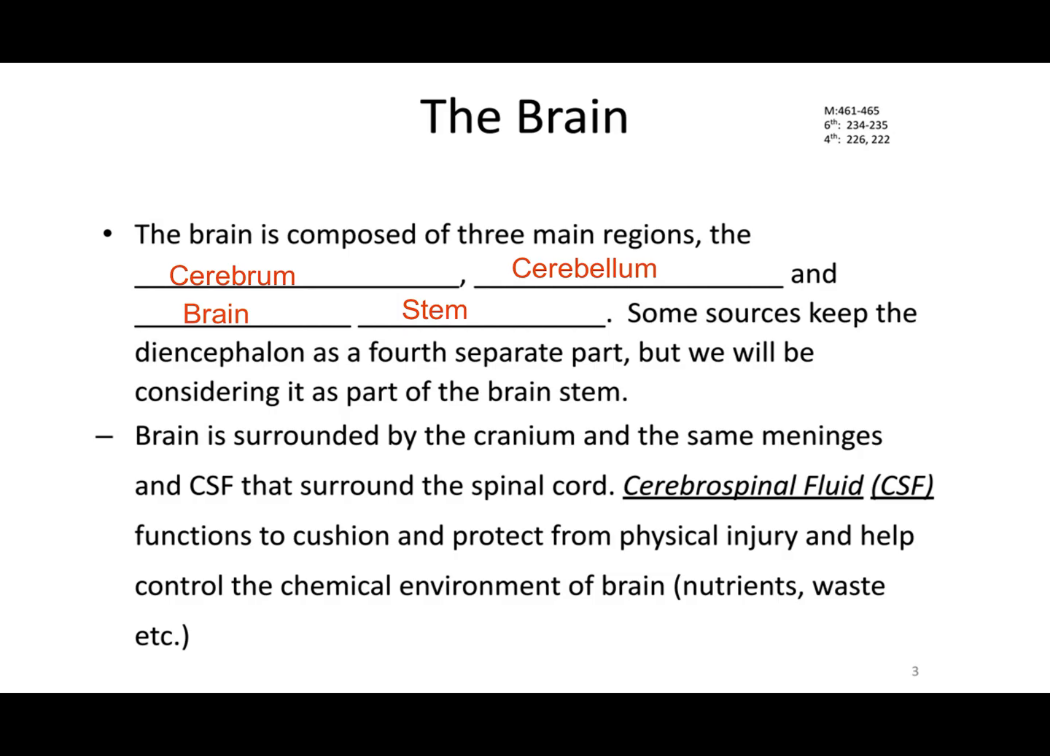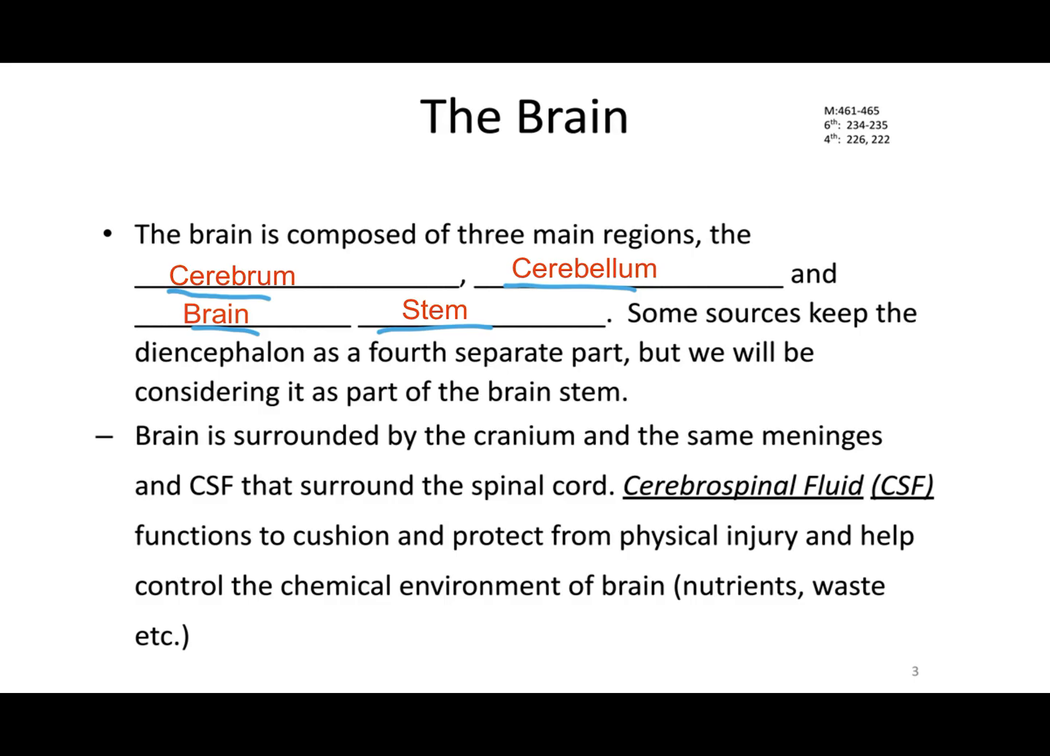So let's dive into the brain here. So the brain itself is composed of three big parts. You'll see them already listed here, right? So we've got the cerebrum, the cerebellum, and the brainstem. We're going to talk about each of those individually and give you some detail about them as we go through this.